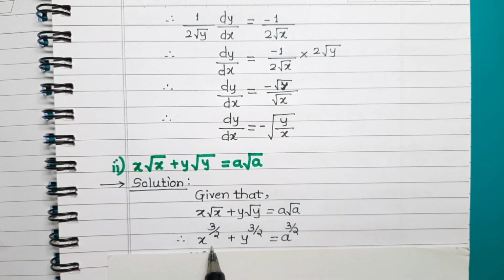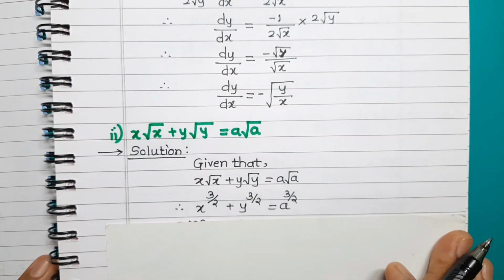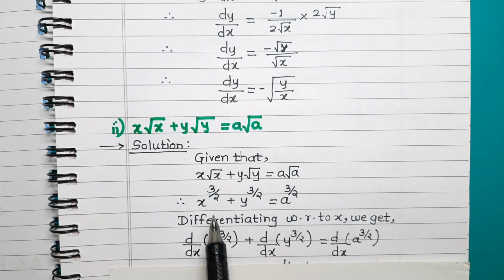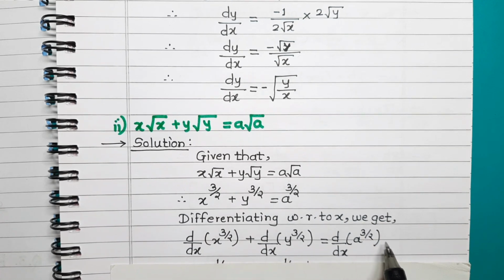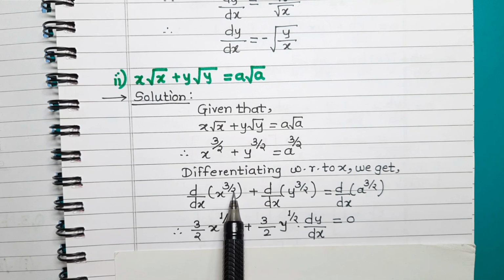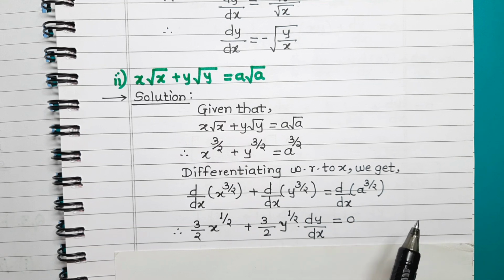Okay, in order to differentiate terms easily, we have written these terms like this. So now differentiating with respect to x, here we get the derivative of x raised to 3 by 2 plus the derivative of y raised to 3 by 2 plus the derivative of a raised to 3 by 2. So here, see, let's evaluate these derivatives. The derivative of x raised to 3 by 2 can be evaluated using the standard formula for the derivative of x raised to n. So the derivative of x raised to 3 by 2 is 3 by 2 into x raised to 3 by 2 minus 1, that means half.